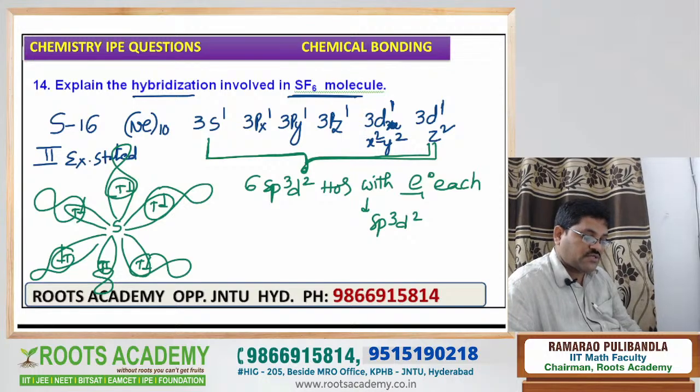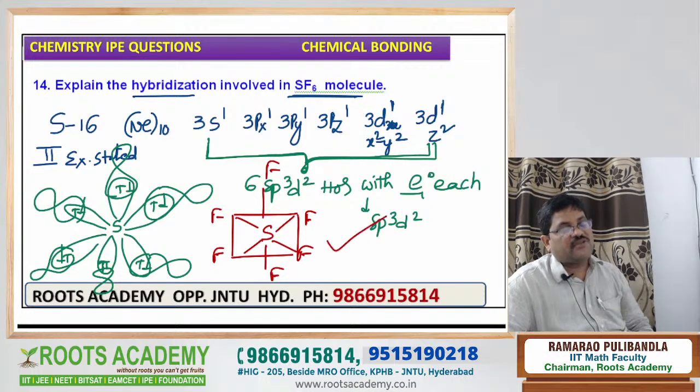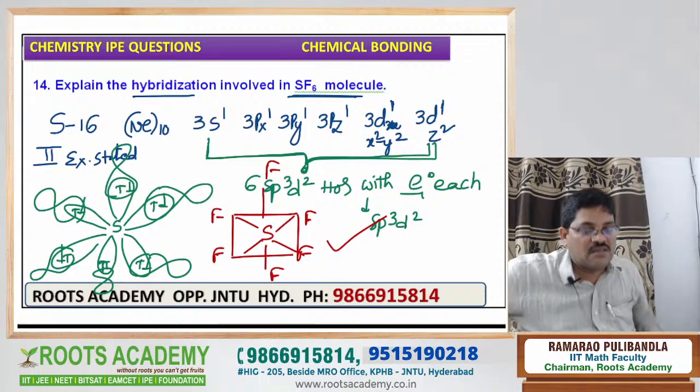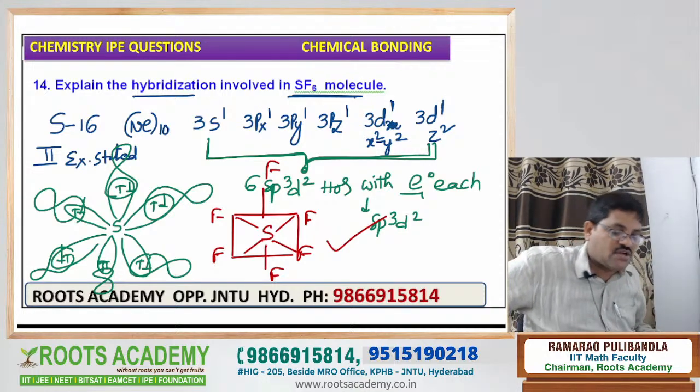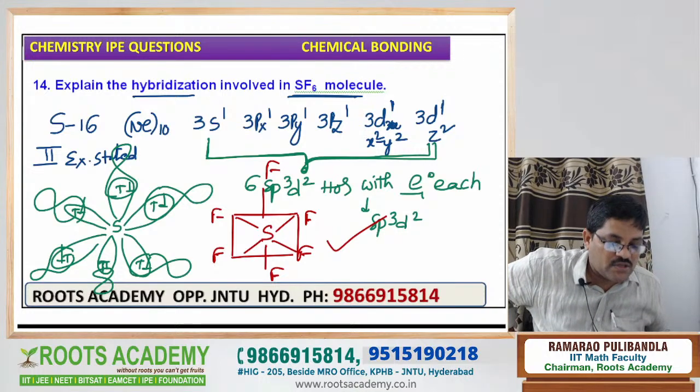Diagrammatically, how can you show? Simple diagram you write is an octahedral geometry, with sulfur at the center and fluorine atoms around. This is the 4 marks question. This is an IPE 4 marks question. Maybe for the chemical bonding, one long answer, very short answers, 2 and 1 short answer. This is one of the IPE 4 marks questions. And the remaining questions we will see in tomorrow's class.